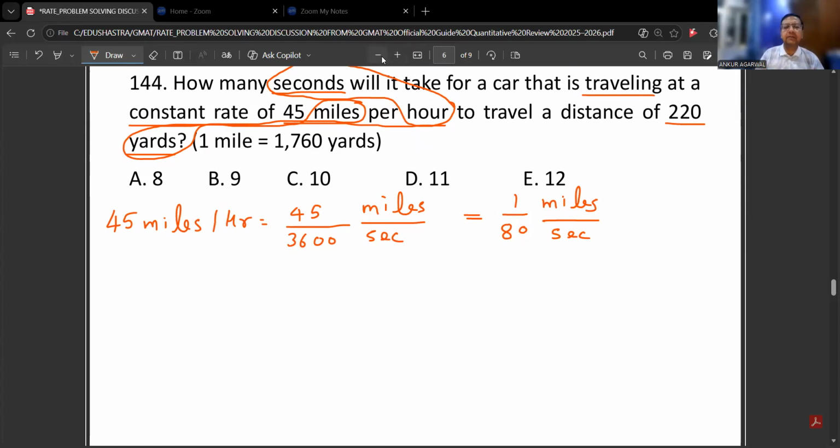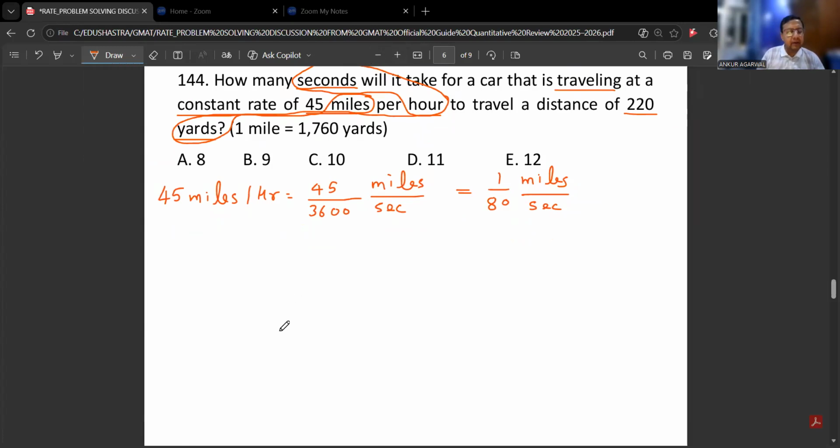Okay, now move further. This is given to me in the question: 1 mile is equal to what? 1760 yards. Done. And this is my 1 by 80 miles per second. This is my speed. With this speed, we are moving 1 by 80 miles in 1 second. Okay, so we have to cover the distance. So what do we have to calculate?